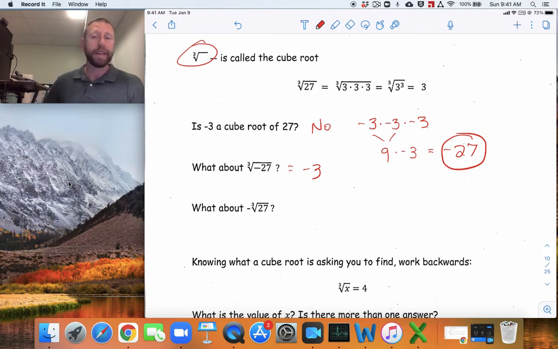What about the negative of the cube root of 27? Well, again, same thing. Follow those order of operations. Do the cube root first. Well, we already know the cube root of 27 is 3, and then bring down that negative sign. So our answer is -3, okay?